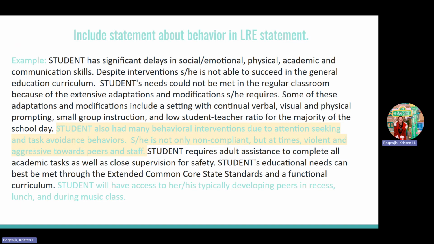And then at the end there, you see an example: student will have access to his or her typically developing peers in recess, lunch, or during music class. I will say this, if your FBA showed that these peer-directed or peer-targeted behaviors only occur during recess without an adult present to give them additional support, say that in here. This is their LRE statement. So if they need an adult within arm's reach during recess based on the FBA, put that in here so that you make sure that they have what they need.